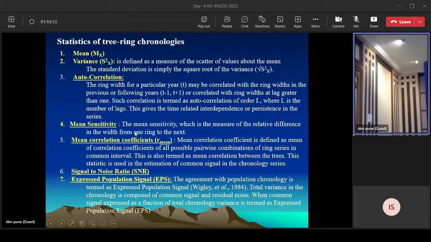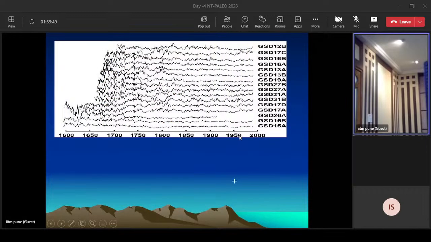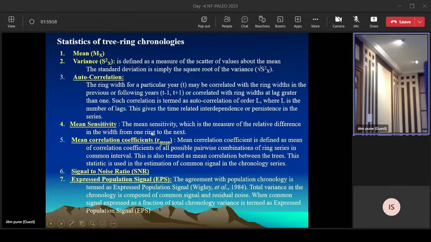Now some statistics are very important. These are very simple statistics, but they give the dendroclimatic potential of the site. That is mean variance, persistence, intensity, mean sensitivity, how sensitive your site is, the mean correlation coefficient, that is the variance of the site, signal to noise ratio, and expressed population signal, for the subsample group. So this expressed population signal is very important for reconstruction purposes. The value of 0.85 is the threshold of the EPS, and it is generally accepted that up to EPS 0.85 we can go back for reconstruction.